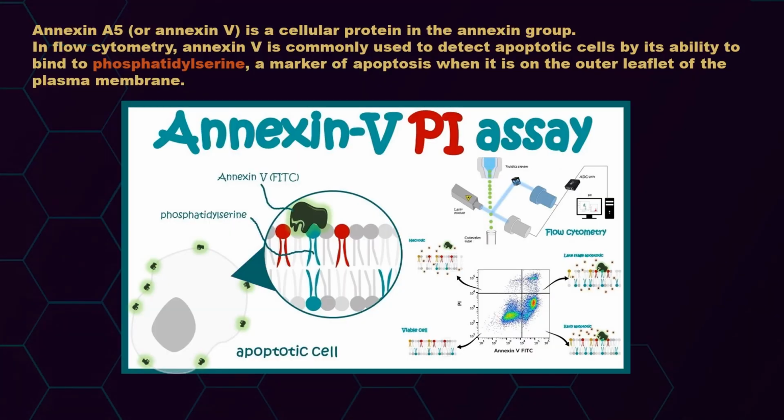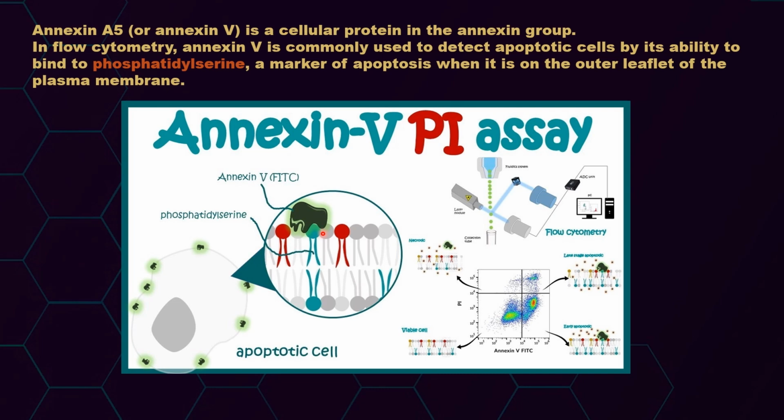Moving ahead with the next one, that is annexin 5. It is a cellular protein in the annexin group. In flow cytometry, annexin 5 is commonly used to detect apoptotic cells by its ability to bind to phosphatidylserine. So we have our cells, whose outer layer is made up of a bilipid layer where we have phosphatidylserine. So annexin 5 binds to it, and it is a marker of apoptosis when it is in the outer leaflet of the plasma membrane.